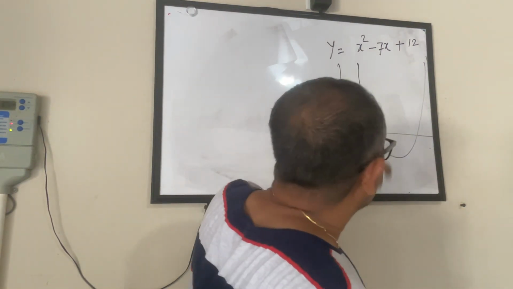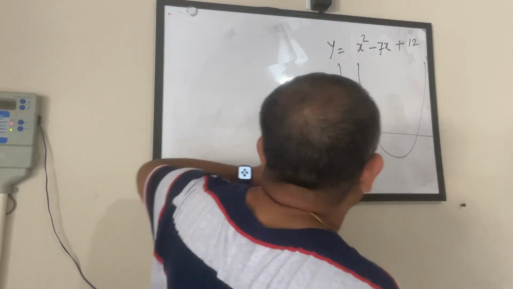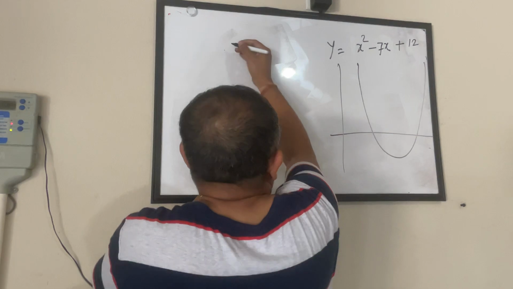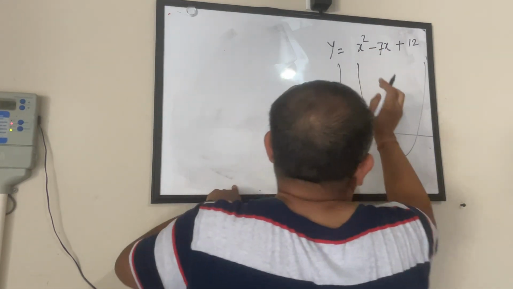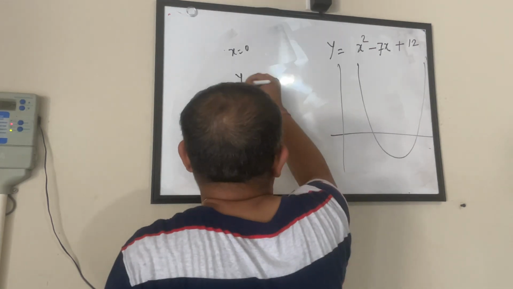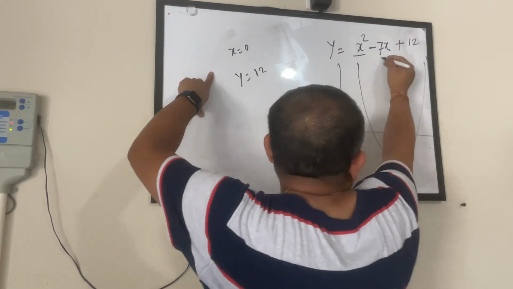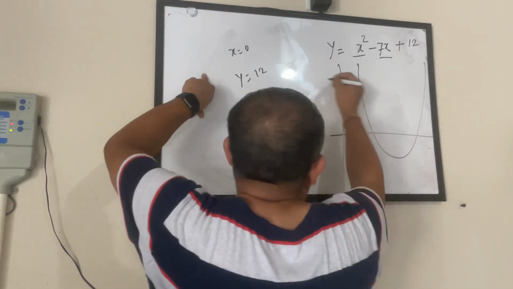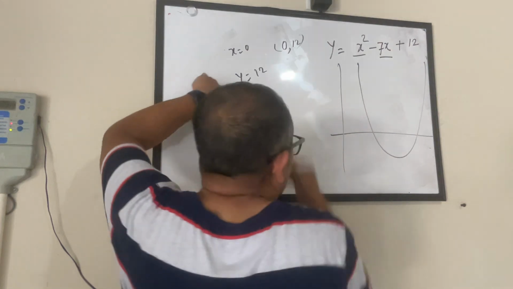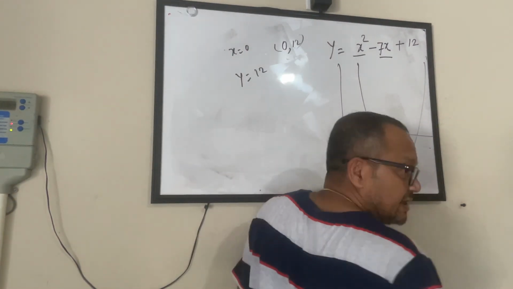This is my equation for the parabola. What will I do first? Where does it touch the y-axis? I will make x equal to 0. So the value of y will be 12, because this is 0, this is 0. So the point where it touches the y-axis is (0, 12). I got this one. What we are trying to find is the coordinate of the vertex.